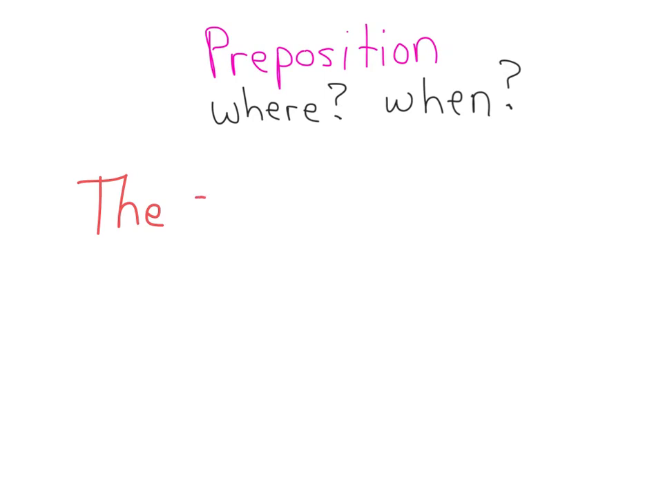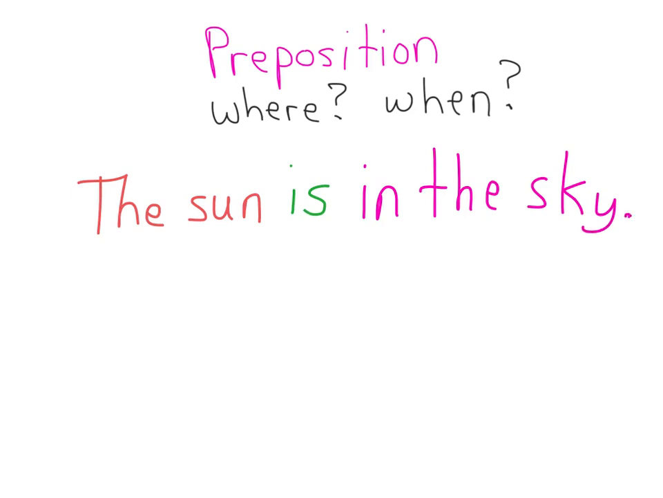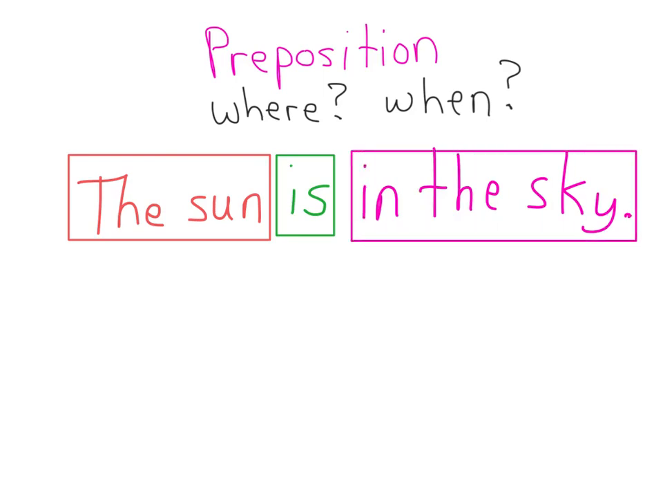The sun is in the sky. So we know that we have a subject at the beginning of the sentence. So this sentence is about the sun. The sun is a noun. It is a thing. We also have our verb, is. So we have the sun is. But we want to know, where is it? And we can answer that question using in the sky.